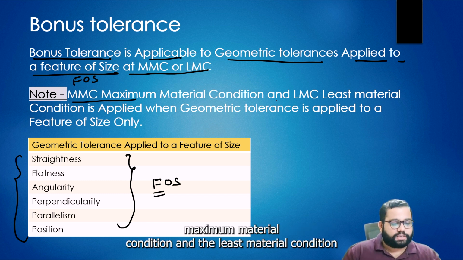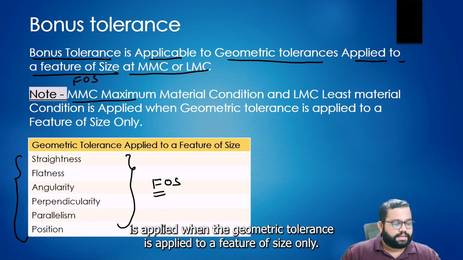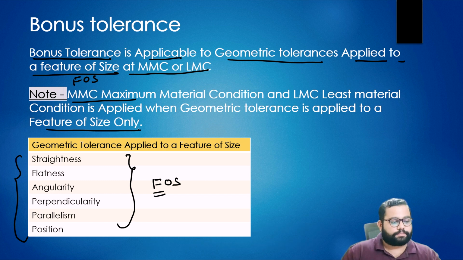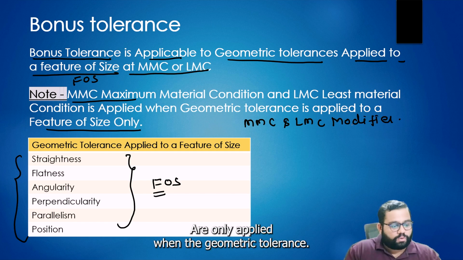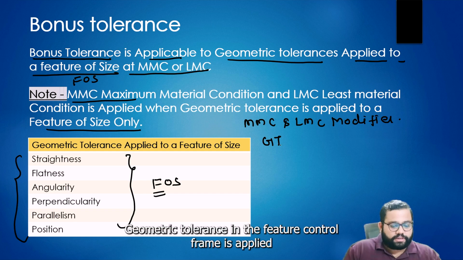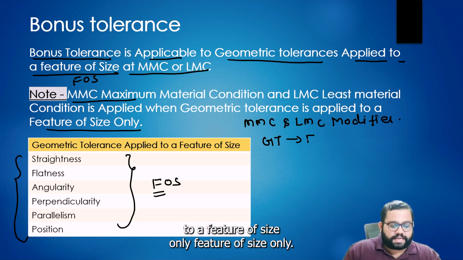Maximum material condition and the least material condition are applied when the geometric tolerance is applied to a feature of size only. Okay, so MMC and LMC modifiers are only applied when the geometric tolerance in the feature control frame is applied to a feature of size only.